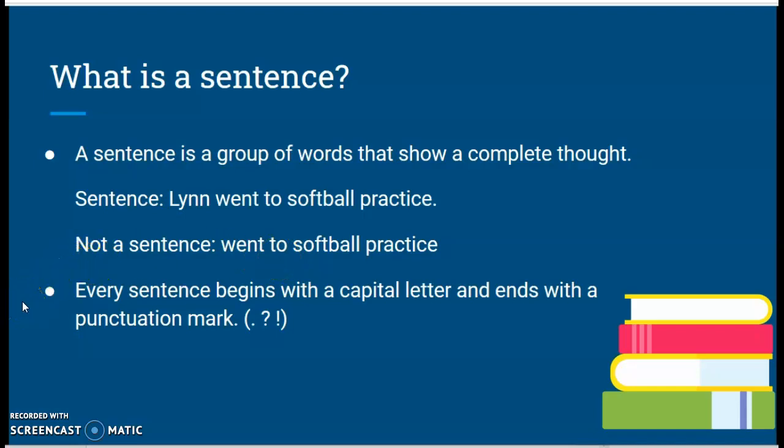Every sentence begins with a capital letter and ends with a punctuation mark, either a period, a question mark, or an exclamation point.